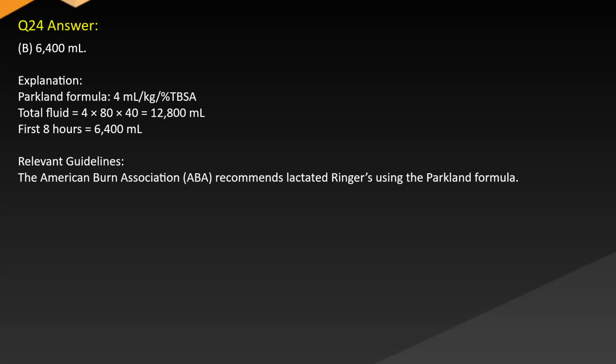Answer: B. 6,400 ml. Explanation. Parkland formula: 4 mL × %TBSA × kg equals 12,800 ml, first 8 hours equals 6,400 ml. Relevant guidelines. The American Burn Association (ABA) recommends lactated Ringer's using the Parkland formula.